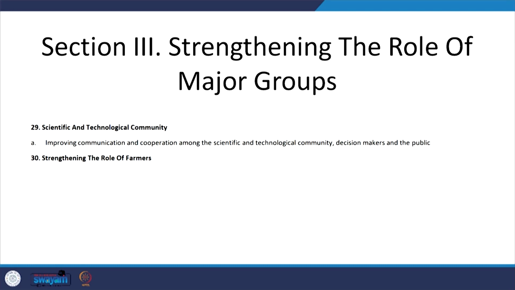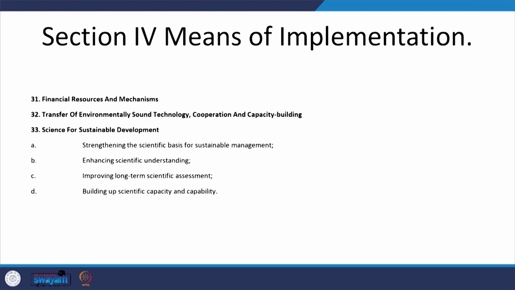Through this section 3, we have identified the major groups which are required to drive the overall agenda of sustainable development. Another group is the scientific and technological community, which is being strengthened and motivated across the world to drive decision making and technological research. And last but not the least, the role of farmers, because agriculture is an important part of any development if humankind has to survive. So, this was section 3 where the major groups and social groups were identified and their roles were identified through the agendas. The last, section 4, is on means of implementation.